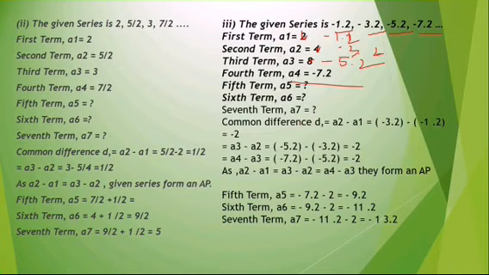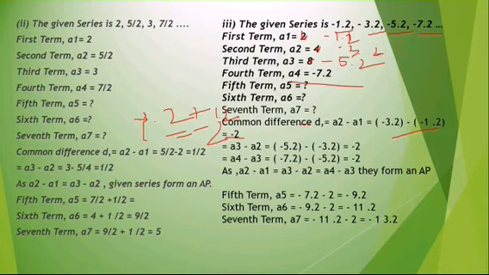The common difference will be equal to A2 minus A1. Here what is A2? A2 is minus 3.2, and if we subtract the first term from it, we will get minus 3.2 minus of minus 1.2. That will be equal to minus 3.2 plus 1.2, that is minus 2.